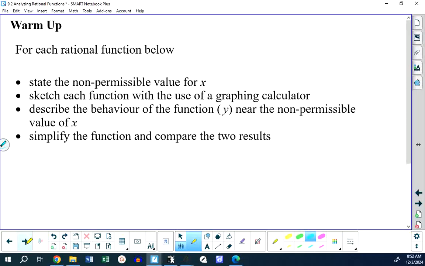So for each of these rational functions, we're going to state the non-permissible value. We're going to sketch them with a graphing calculator. We're going to investigate what's going on on the graph when you're close to the non-permissible value. And then we're going to simplify the functions. And the word simplify is a little iffy here. We'll get to that in a bit. But we're going to simplify the rational functions and come to a conclusion about what the simplified form tells us about whether the non-permissible value is this thing or this thing. Okay? Whether it's a vertical asymptote or whether it's a hole.